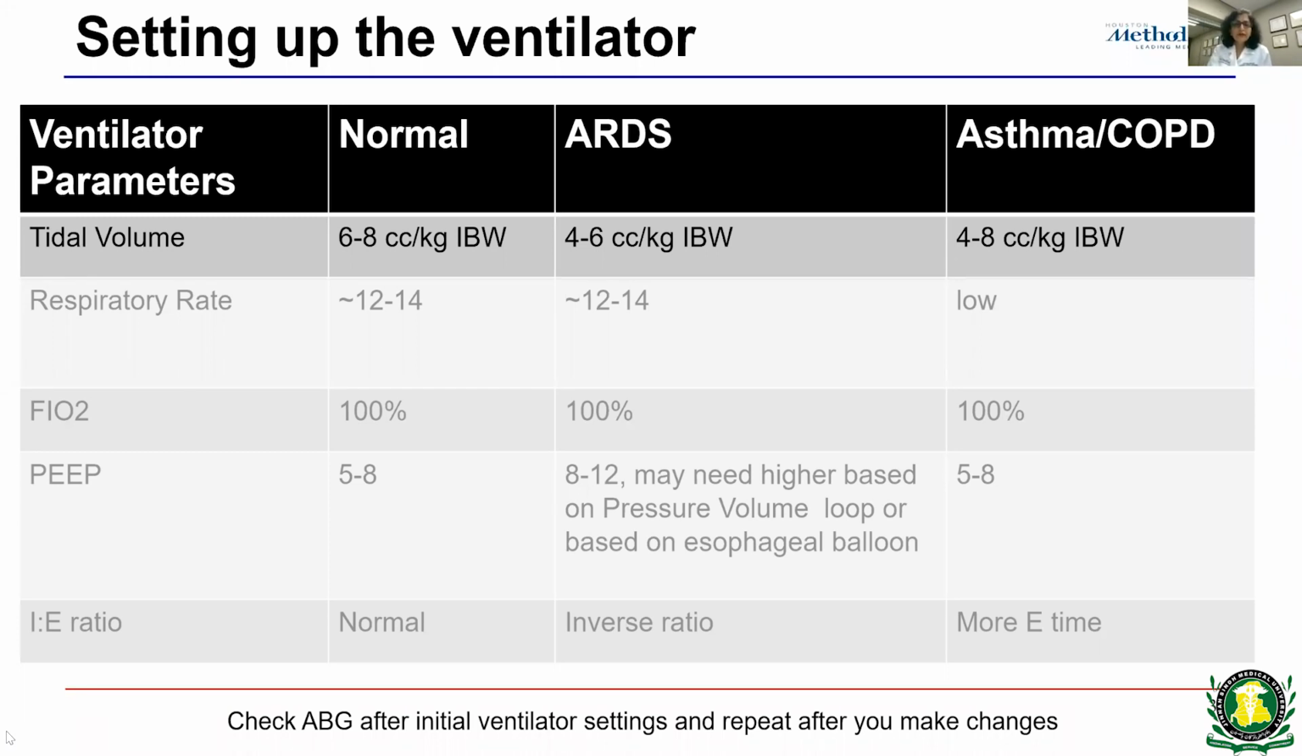Now, to ventilate a normal patient, let's say there was a patient that was normal that went for surgery and developed post-op respiratory failure, then you would ventilate them with a tidal volume of 6 to 8 cc per kg ideal body weight. There is no reason in today's ventilator management to ever go above 8 cc per kg. Now, in this particular patient that I mentioned to you has ARDS, you would ventilate this patient at 4 to 6 cc per kg ideal body weight. If the patient had asthma or COPD, then you would give them also on the lower side of normal tidal volumes.